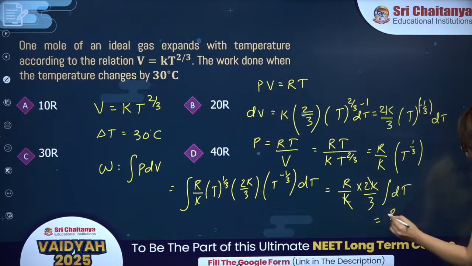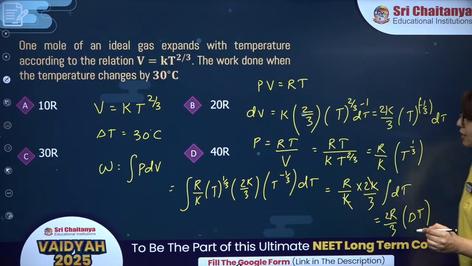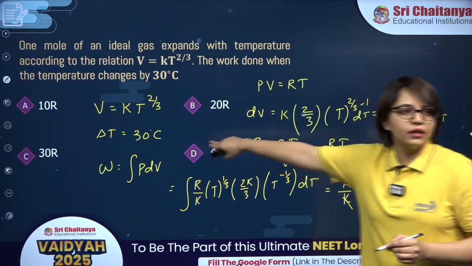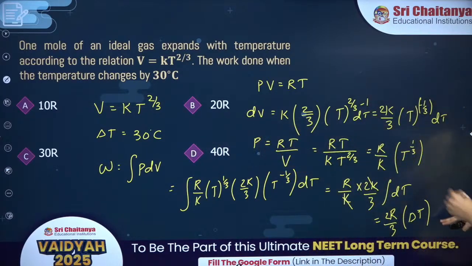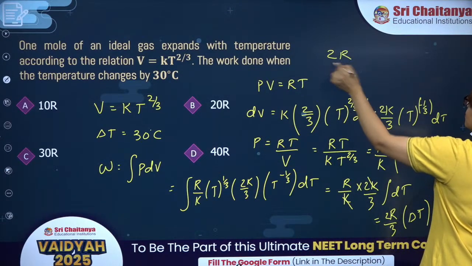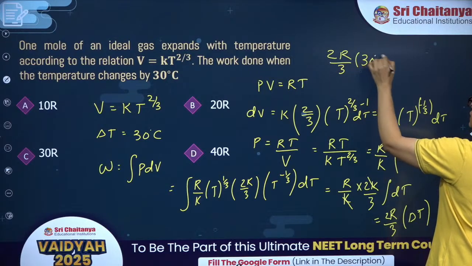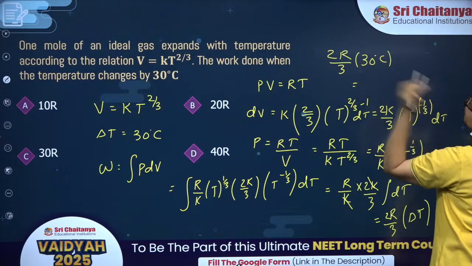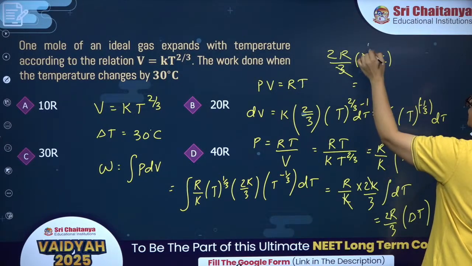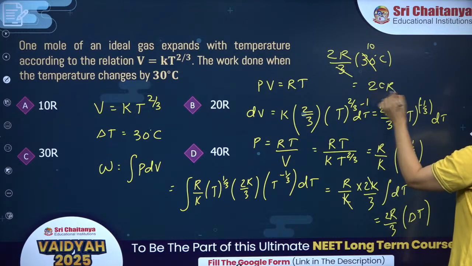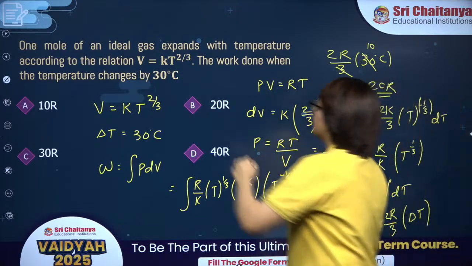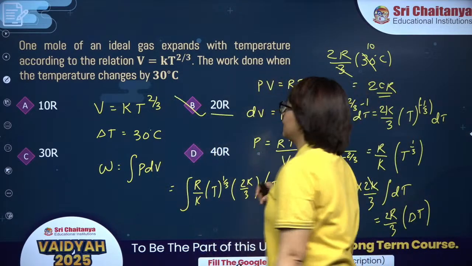So 2R by 3 times integration of dT will be delta T, where change in temperature is equal to 30 degrees Celsius, right? So it will be 2R by 3 times 30, which is nothing but 10. So it will be 20R. This is the work done in this process, which is option B.